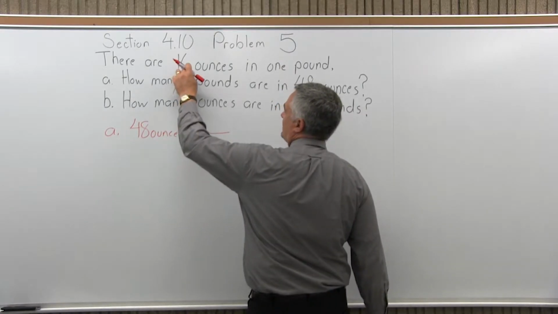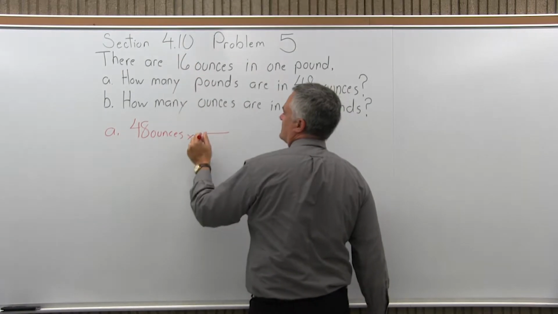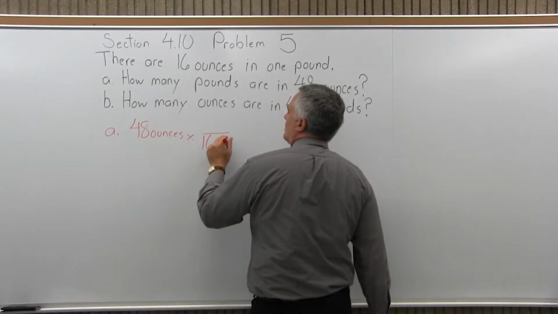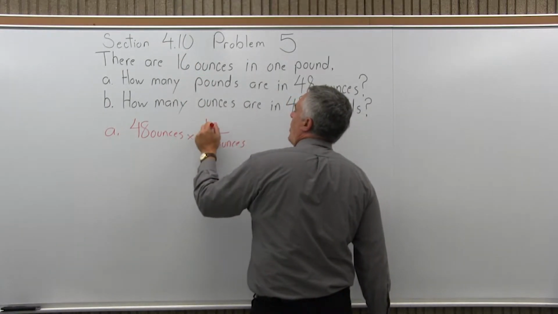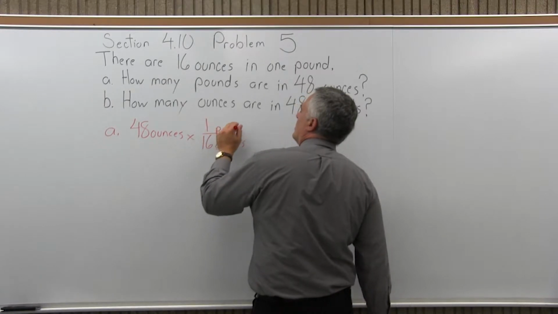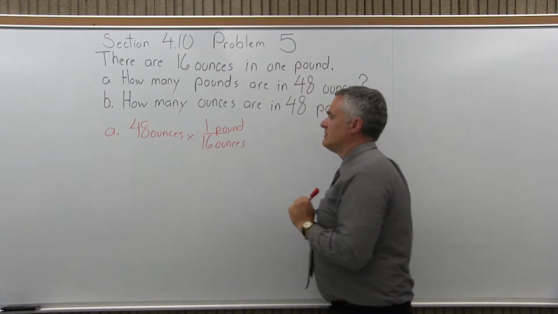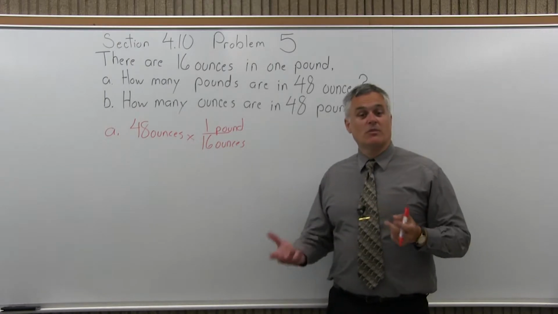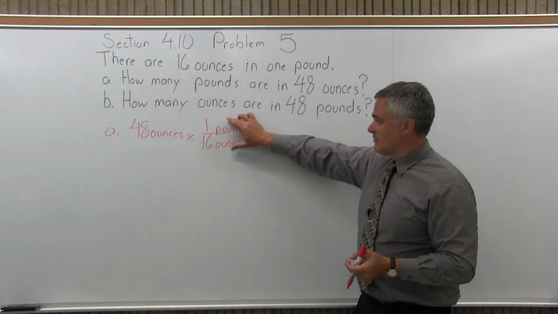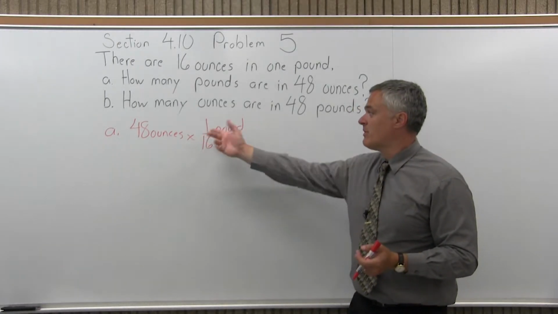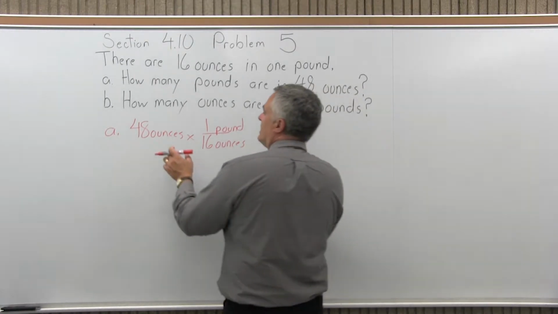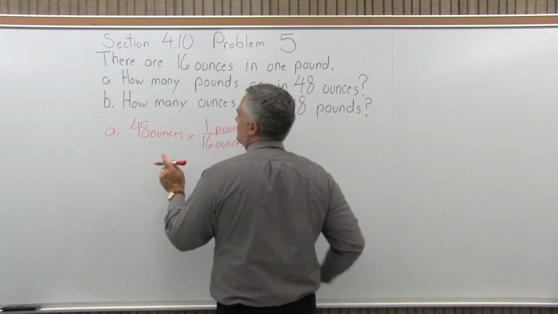So 16 ounces is equivalent to 1 pound. So the 16 ounces will go in the denominator. 1 pound will go in the numerator. So 16 ounces and 1 pound are the same. They're equal. So I have the same amount over itself. I'm really multiplying by 1. I'm not going to change the amount of stuff that I have, but I'm going to change the units.